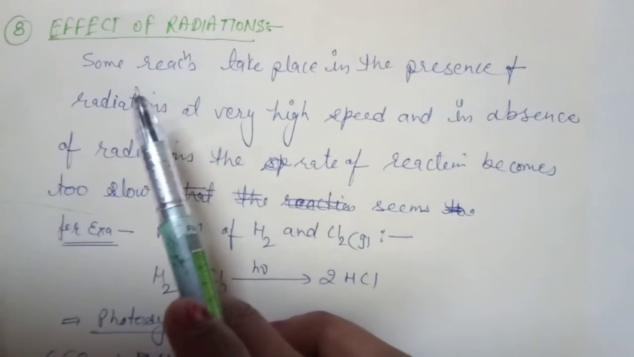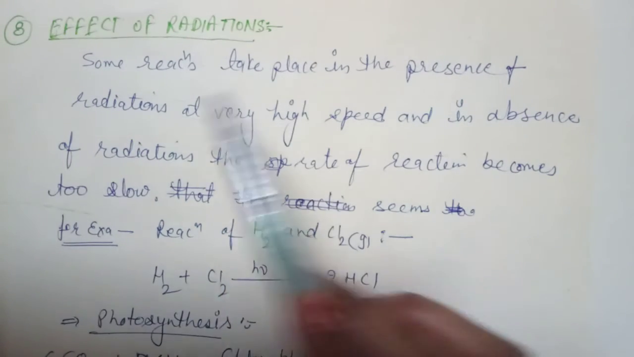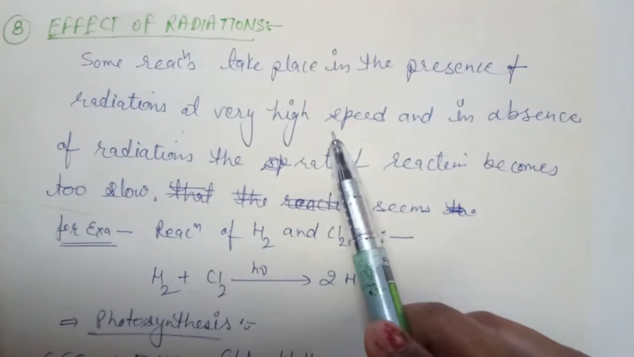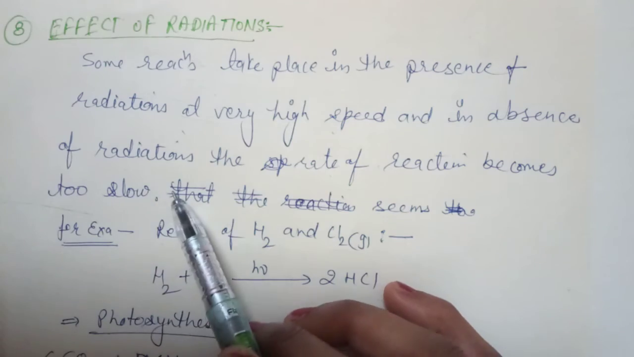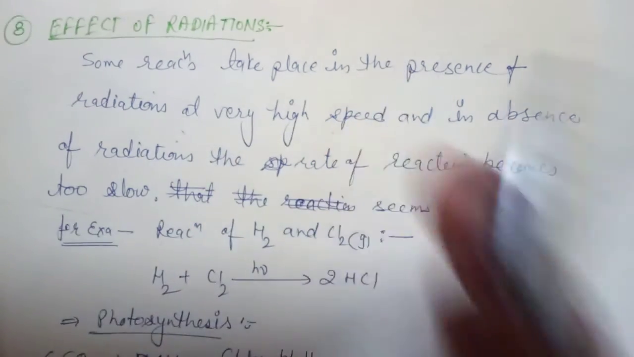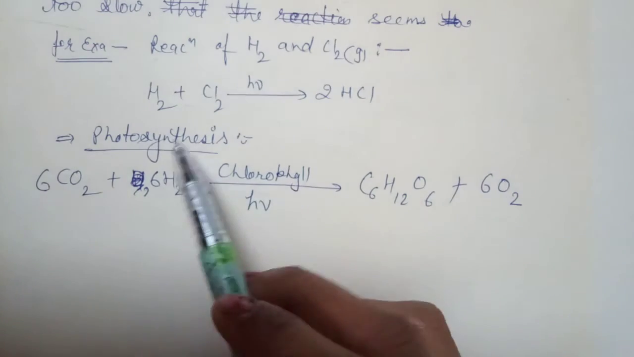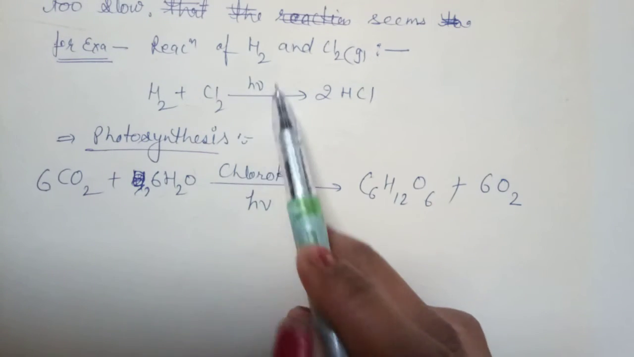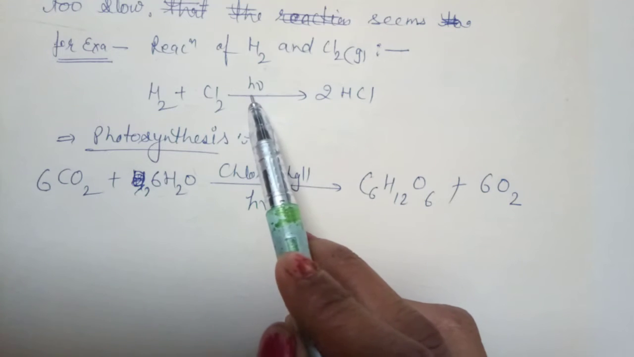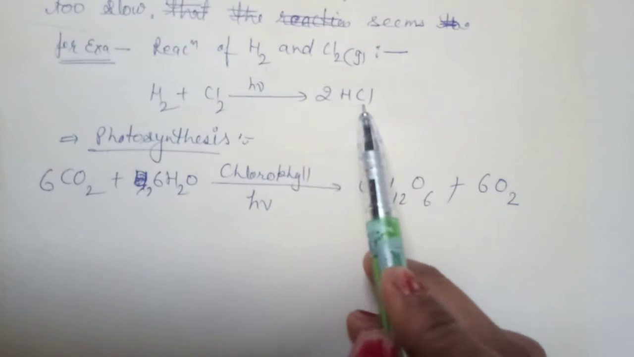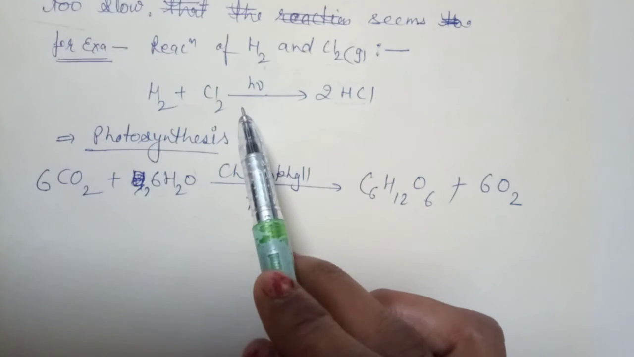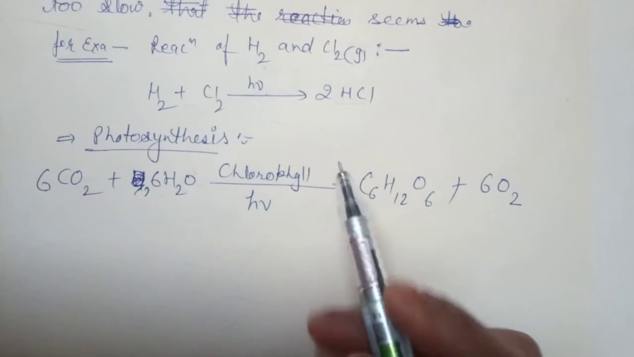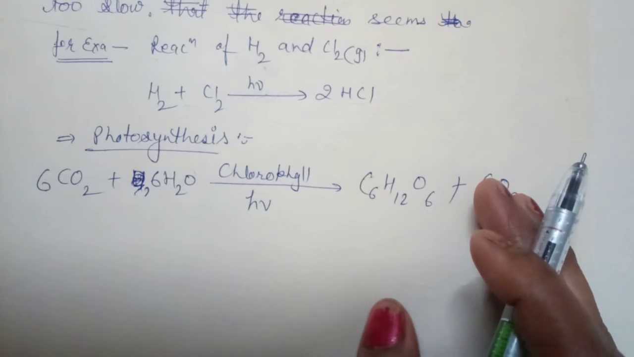Effect of radiation: some reactions take place in the presence of radiation at very high speed, and in the absence of radiation the rate of reaction becomes so slow that it is a very slow reaction. For example, the reaction of H2 and Cl2. H2 plus Cl2 react with each other in the presence of hν, which means sunlight, to form HCl. If hν is absent, the reaction becomes so slow that it seems the reaction is not taking place.